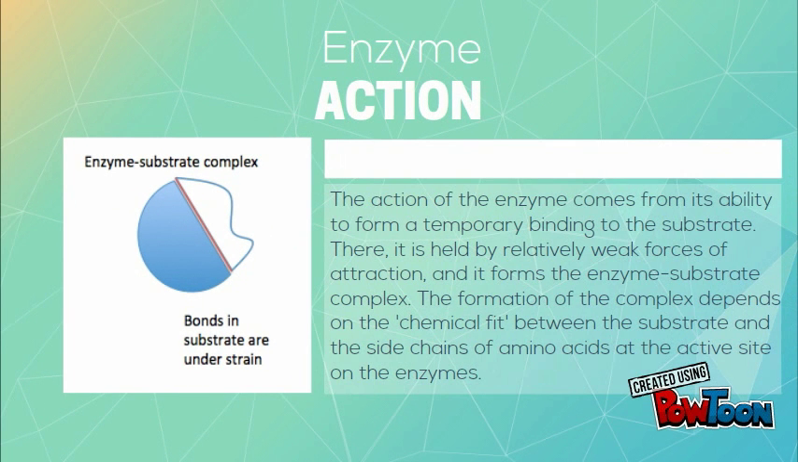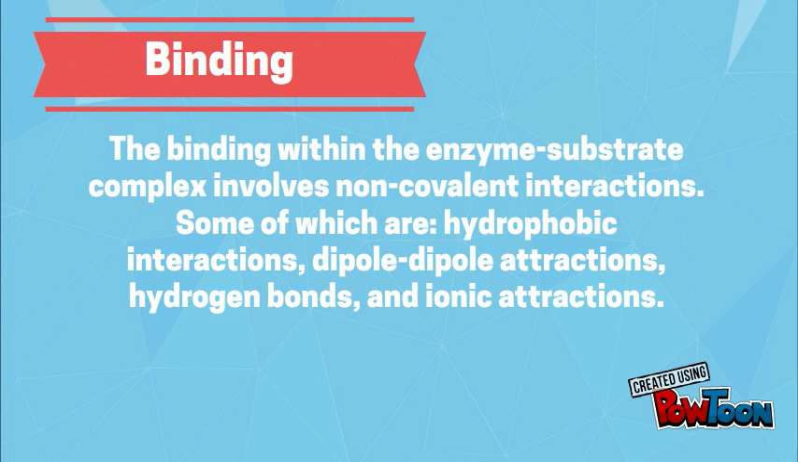The action of the enzyme comes from its ability to form a temporary binding to the substrate. There, it is held by relatively weak forces of attraction, and it forms the enzyme-substrate complex. The formation of the complex depends on the chemical fit between the substrate and the side chains of amino acids at the active site on the enzyme. The binding within the enzyme-substrate complex involves non-covalent interactions, some of which are hydrophobic interactions, dipole-dipole attractions, hydrogen bonds, and ionic attractions.